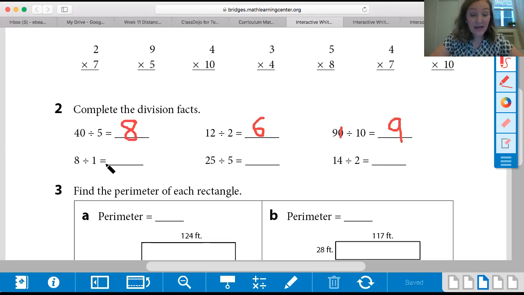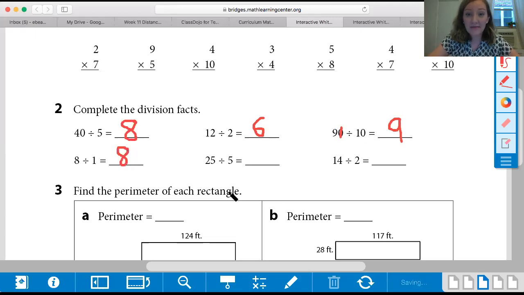8 divided by 1. If I have 8 cupcakes and I put them in one group, how many cupcakes do I have in that group? 8 cupcakes, I put them in one group. How many cupcakes do I have? 8. I just have my whole 8 cupcakes.